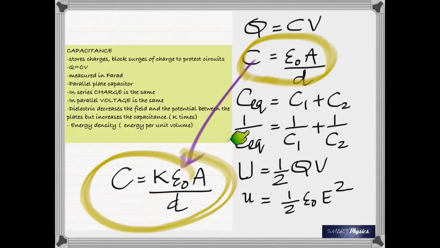Okay, if capacitors are connected in parallel, just add their capacitances to find the equivalent. If they are in series, 1 by C equivalent is 1 by C1 plus 1 by C2. Energy of a capacitor is given in 3 ways. One of them is 1/2 times Q times V, the other is 1/2 CV squared. Or there is Q squared by 2C. And for energy density, the formula is 1/2 epsilon naught E squared.